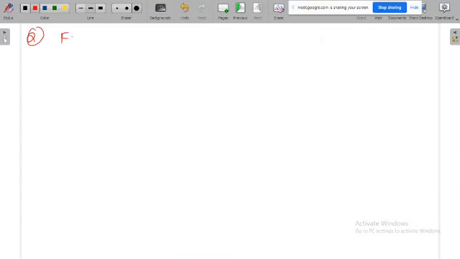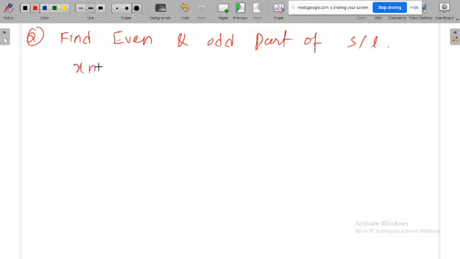Find even and odd part of the signal. x of n is equal to 1 by 2 whole power n, u of n minus 3.